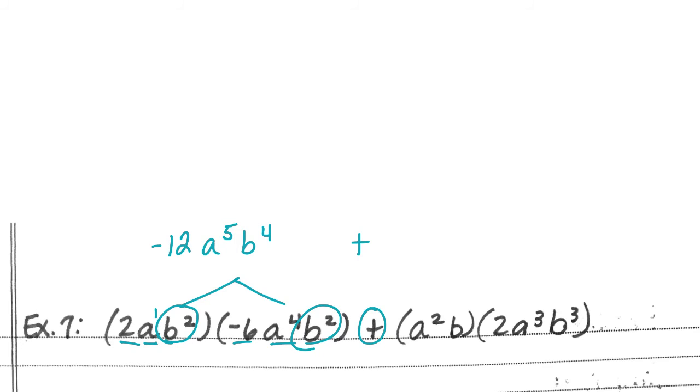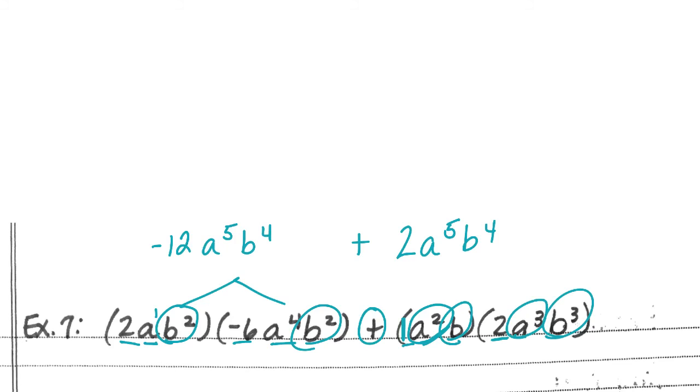I'm going to put my plus sign right there. Invisible 1 times 2 is 2. A squared and a to the third is a to the fifth. B and b to the third is b to the fourth.